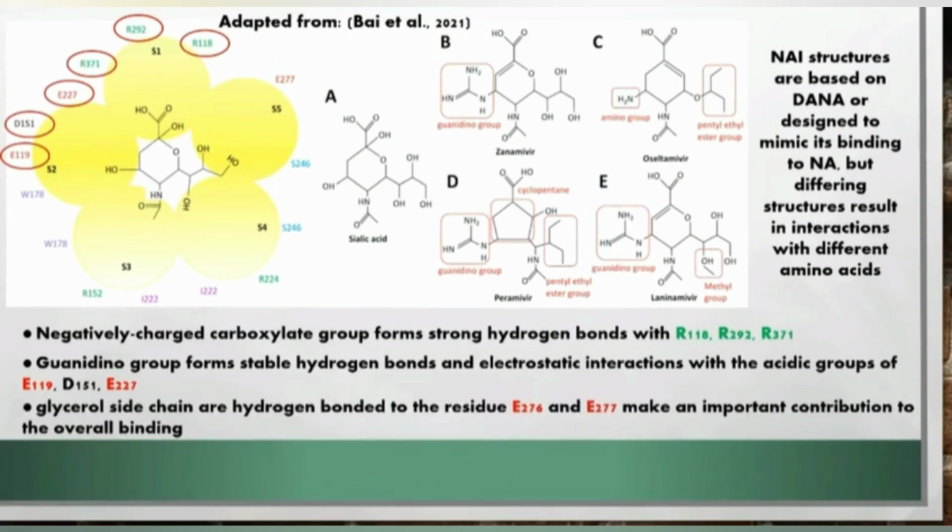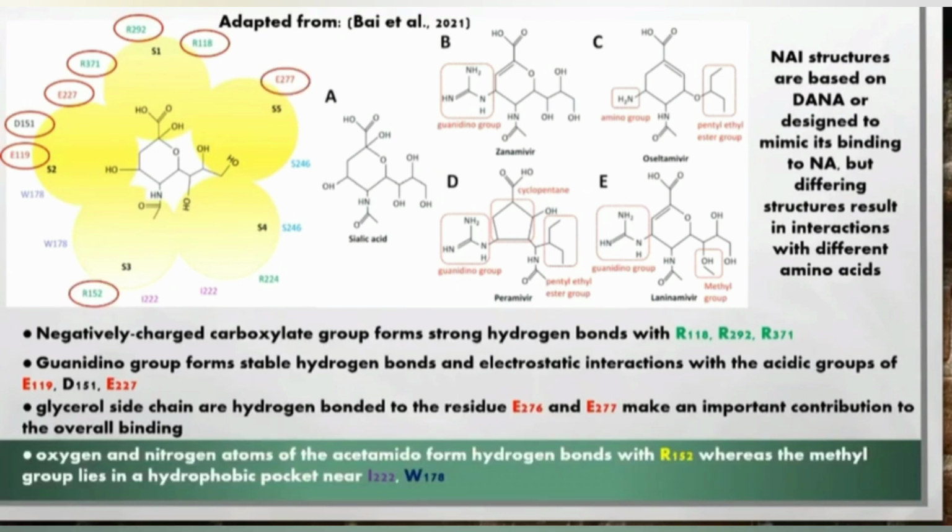Glycerol side chains are hydrogen bonded to the residues glutamic acid 276 and 277, making an important contribution to the overall binding of neuraminidase to the inhibitors. Oxygen and nitrogen atoms of the acetamido group can form hydrogen bonds with arginine 152, whereas the methyl group lies in a hydrophobic pocket near isoleucine 222 and tryptophan 178.